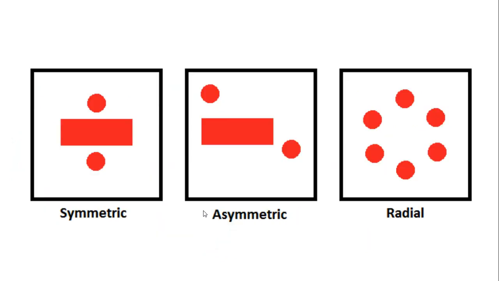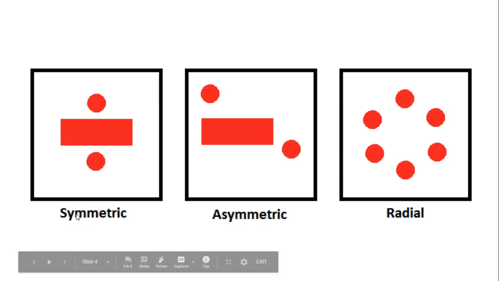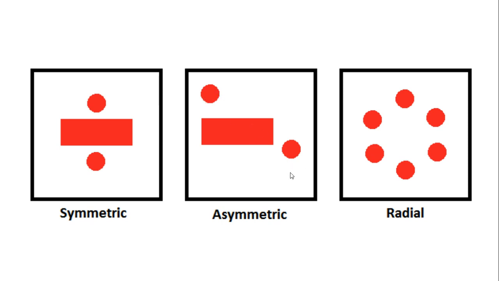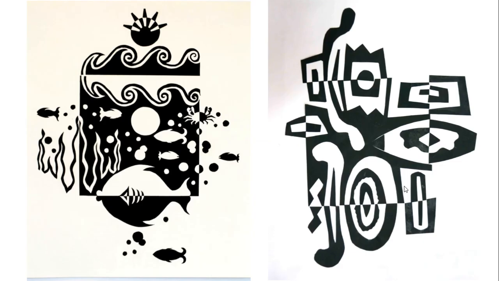The 3 different types of balance that you're going to be using today are symmetrical, which means equal on both sides, asymmetrical, meaning not the same on both sides, and radial, which means it repeats as you rotate it.